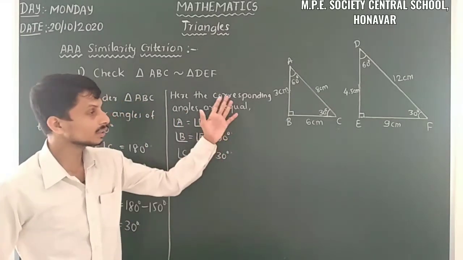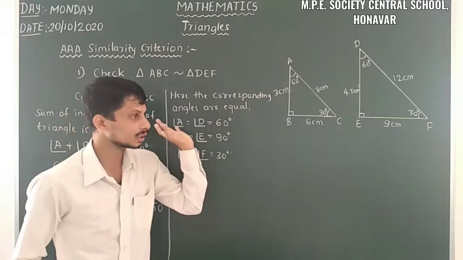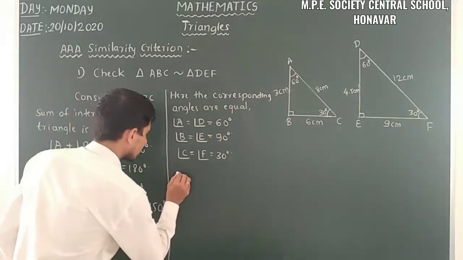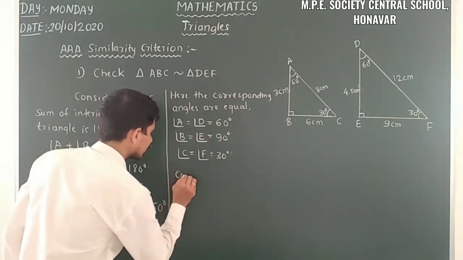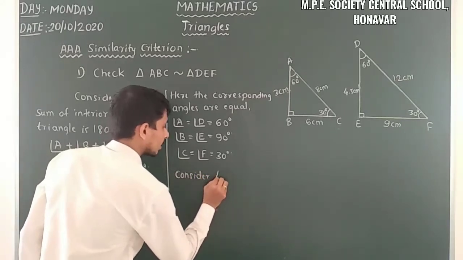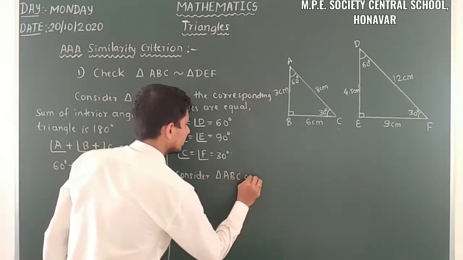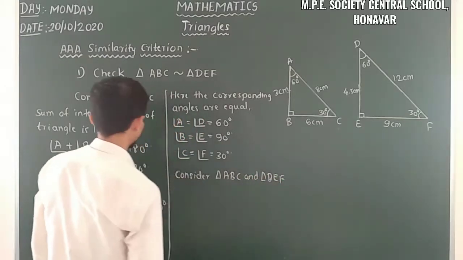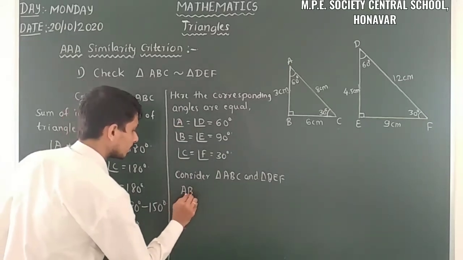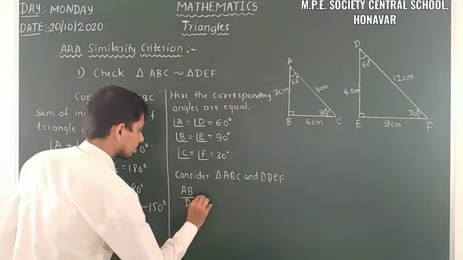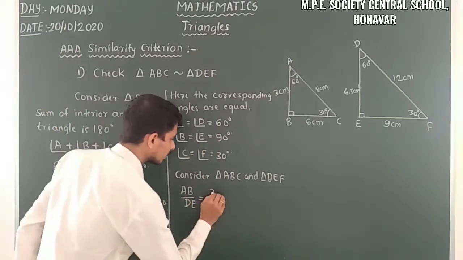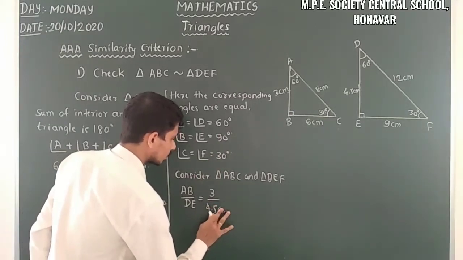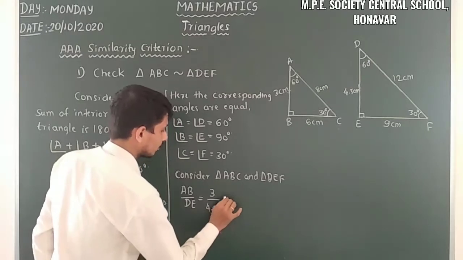So let us check whether all the corresponding sides are proportional or not. Firstly I will consider AB by DE, considering triangle ABC and triangle DEF. What is the value of AB here? 3 centimeters. 3 divided by DE, which is 4.5 centimeters.